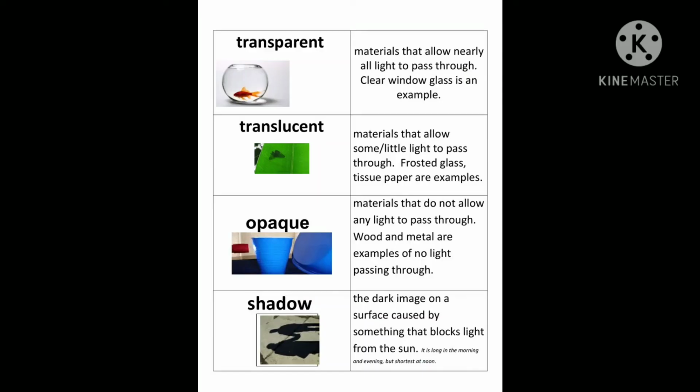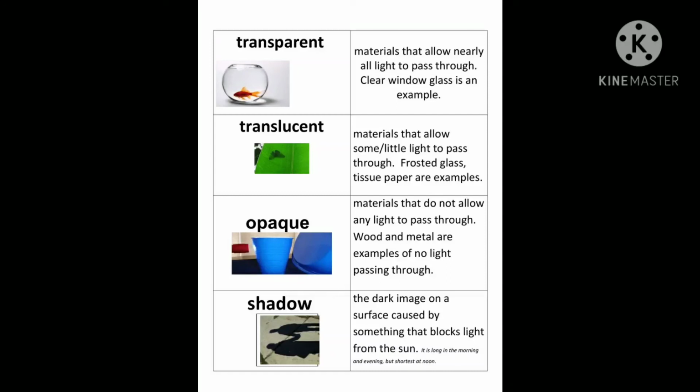Till now we have seen the reflection of light. Now we will learn whether materials allow light to pass through or not. Tell me, you can see through a clear window glass, right? But can you see through a wall or a wooden box? No, right? Why? Let me tell you, because there are materials which do not allow light to pass through them.